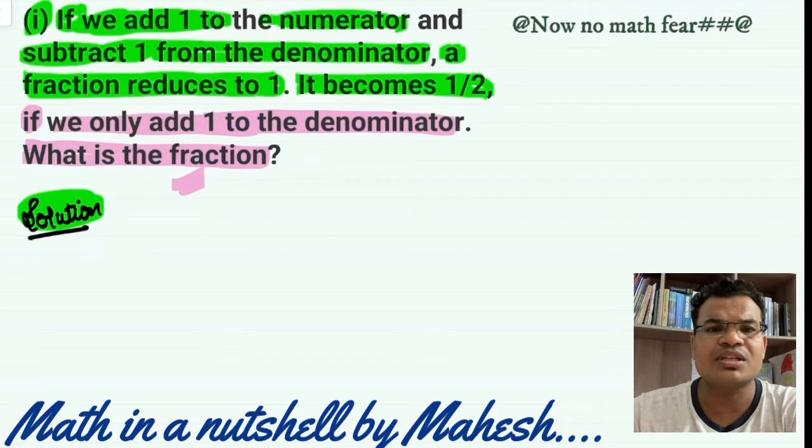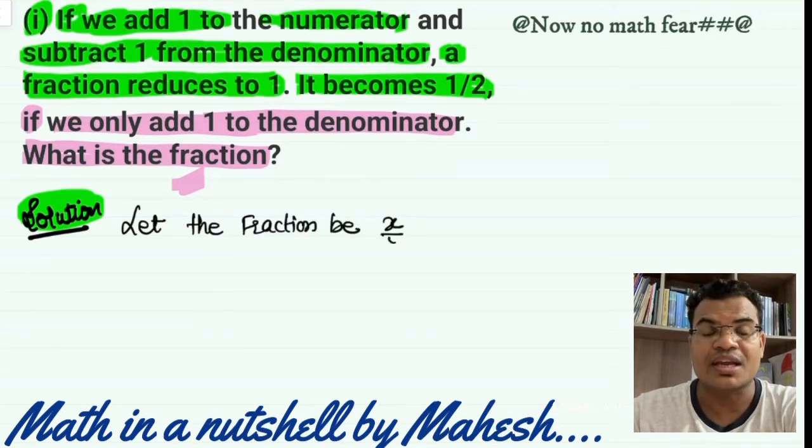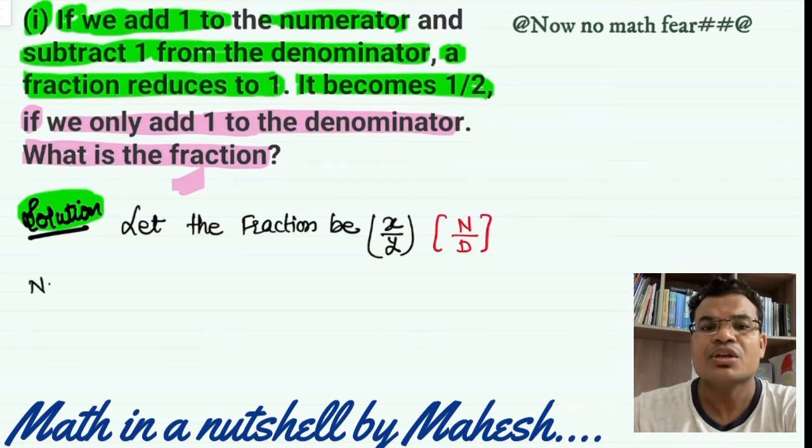First, we'll start with the numerator and denominator. Let the fraction be x upon y. If you are taking any fraction, you can take x upon y, where the numerator is x and the denominator is y. So we can write here n upon d, numerator upon denominator. After this, we'll apply the conditions and try to make the equations from them.